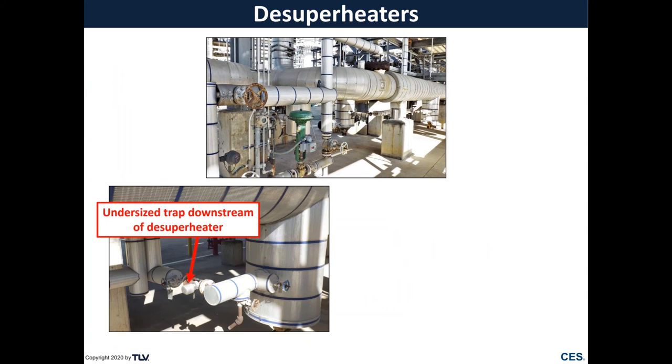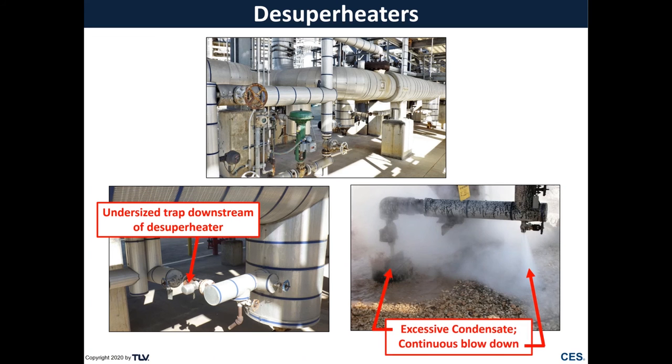However, on closer examination of the station, we might find some telltale signs of potential problems, such as substantially undersized traps downstream of the desuperheater, or visual evidence that the desuperheater is injecting too much water into the line.